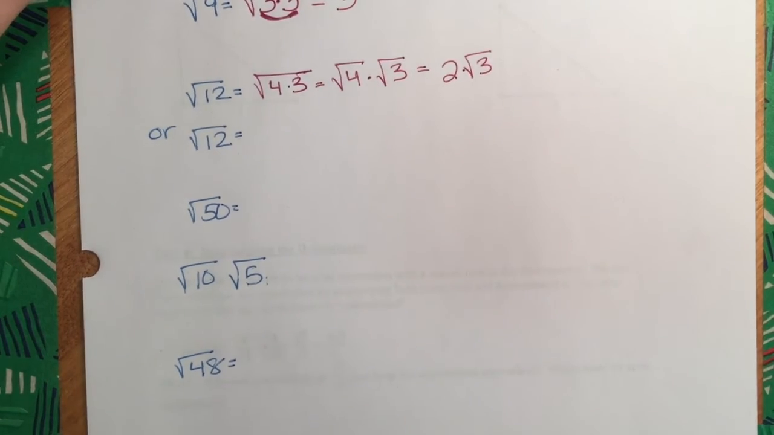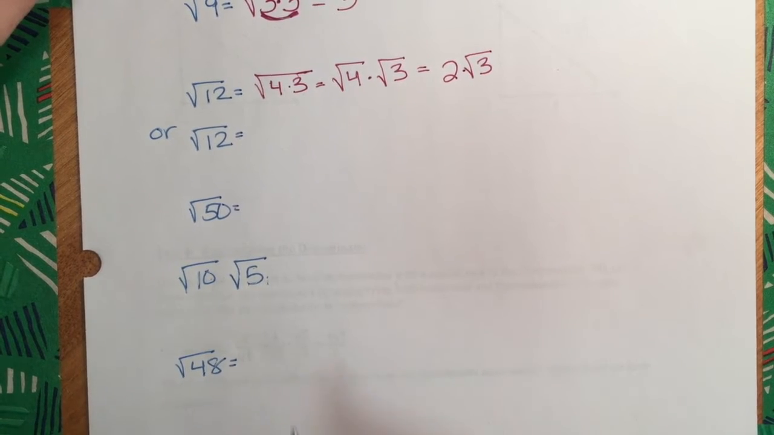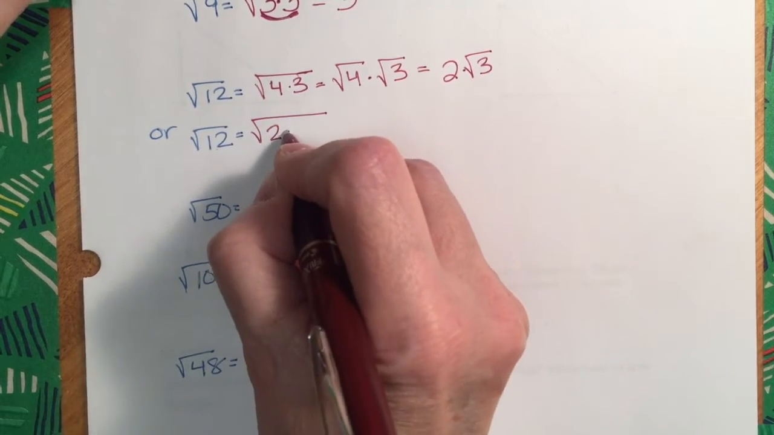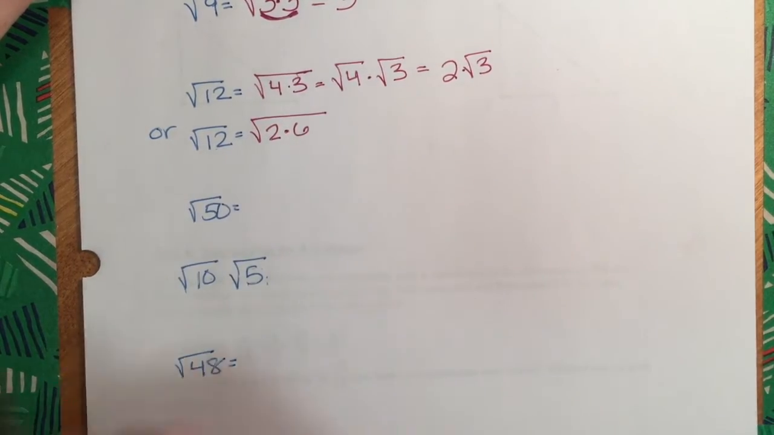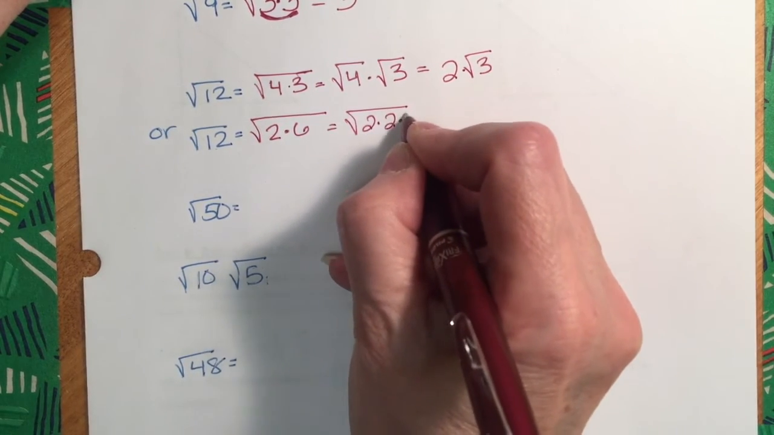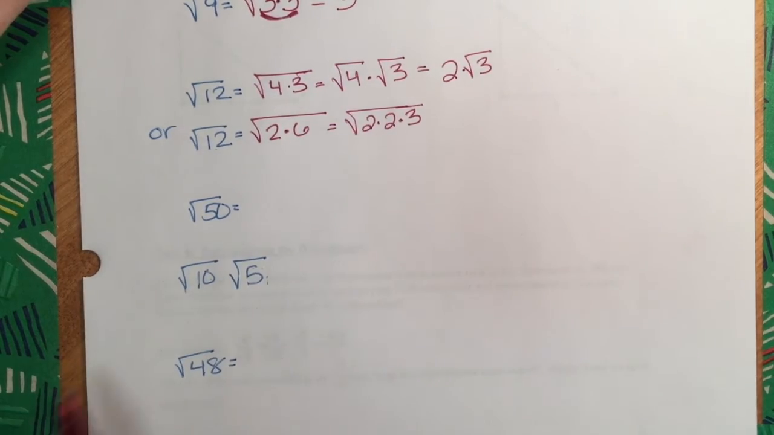And we can't do anything with the square root of 3. So it's 2 square roots of 3. Look at another way we could do it. We could factor the 12. 12 is 2 times 6. We can factor the 6 further, and it's 2 times 2 times 3, right?